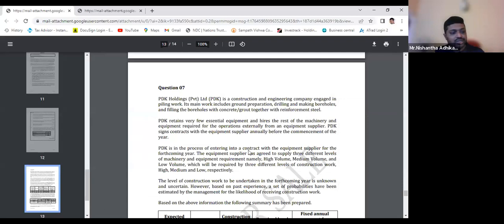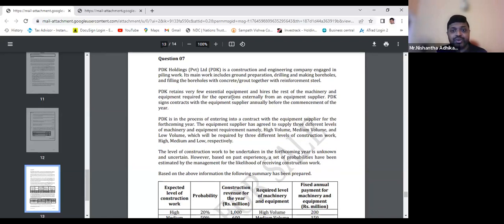Now we are moving to the last question. PDK Holdings Private Limited, PDK, is a construction and engineering company engaged in piling work. Its main work includes ground preparation, drilling, and making boreholes and filling the boreholes with concrete or grout together with reinforcement steel. PDK retains very few essential equipment and hires the rest of the machinery and equipment required for the operation externally from an equipment supplier.